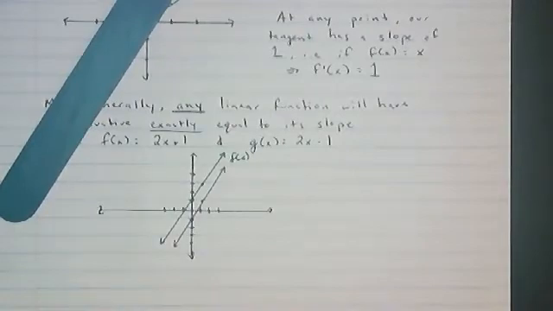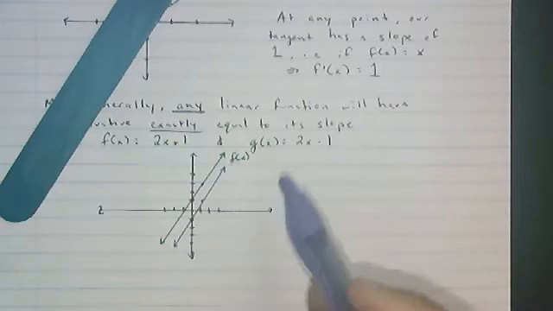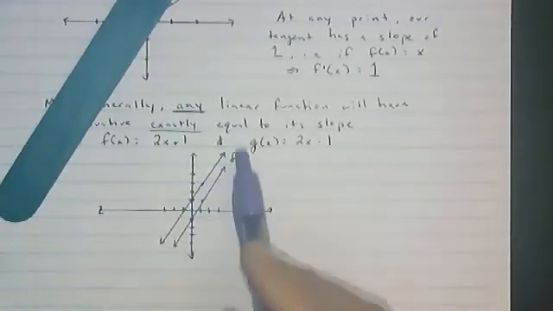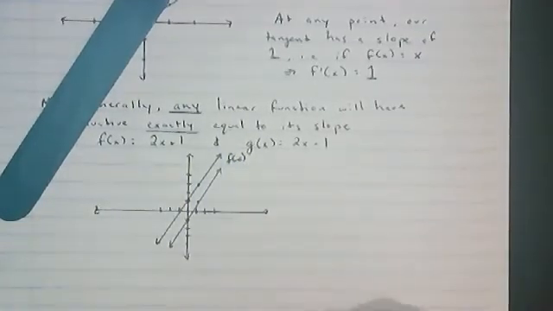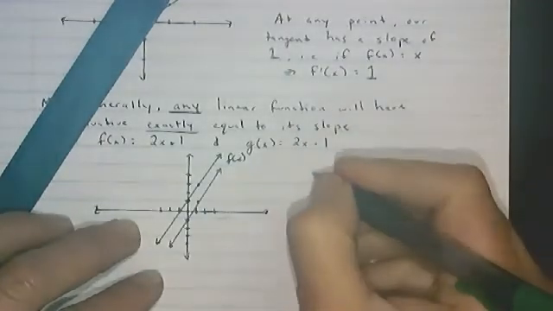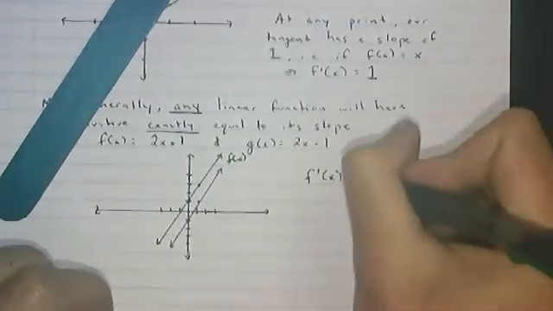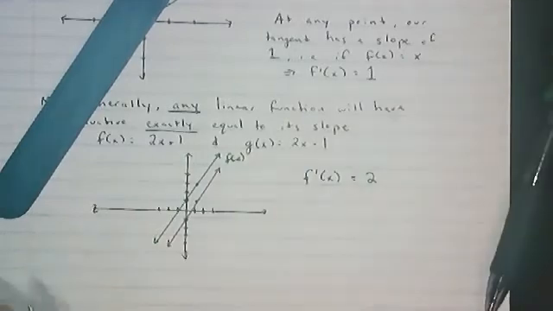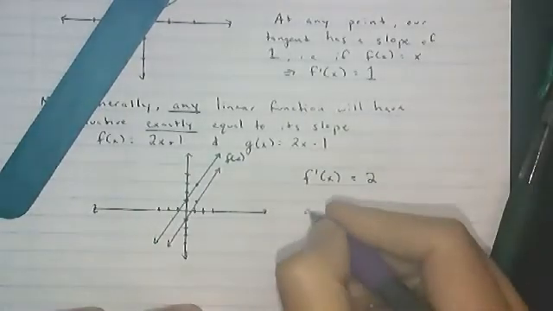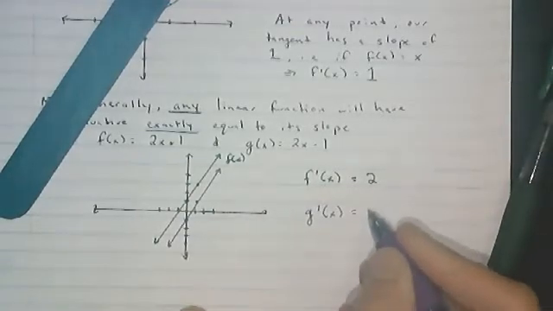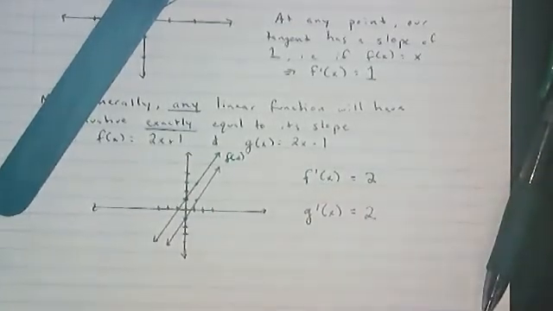Represented by different functions. But can we also agree that they are changing in exactly the same way? Yeah, their rate of change, their slope is identical. So both of these things, the derivative of f is 2. What's the derivative of g? Also 2. Different functions, the same derivative.